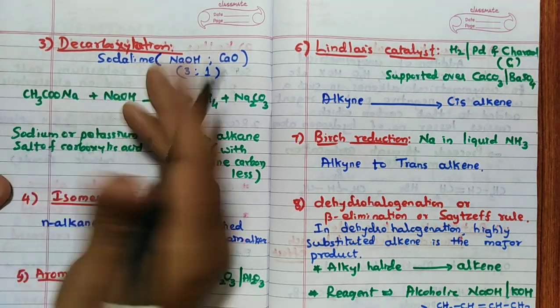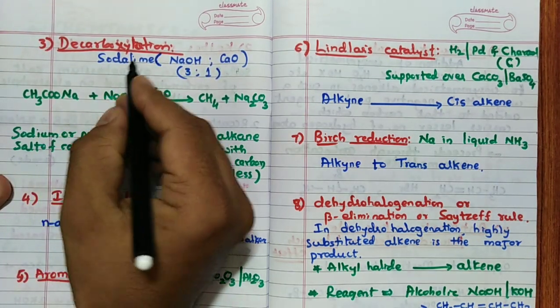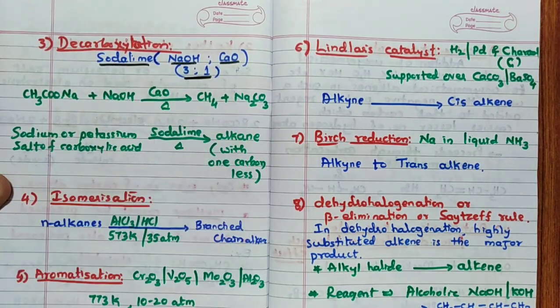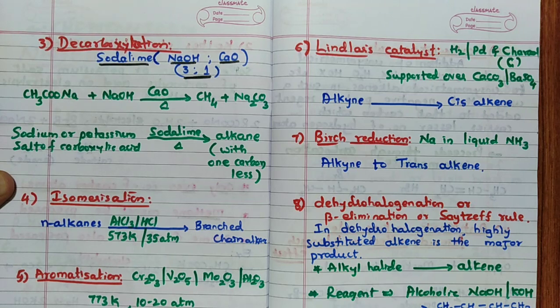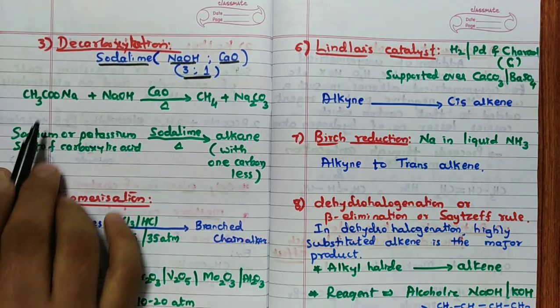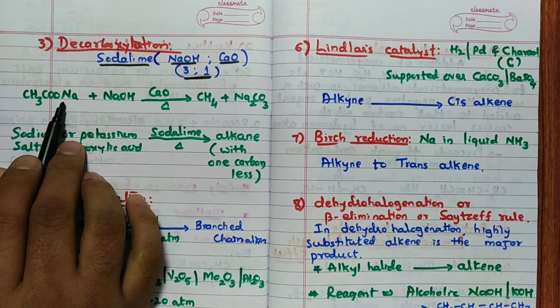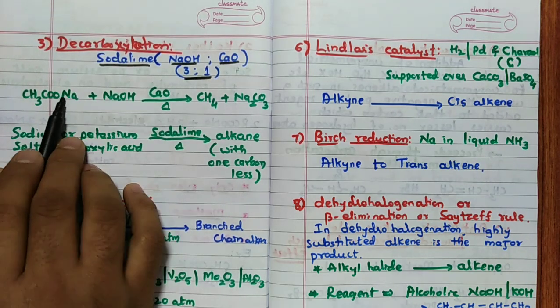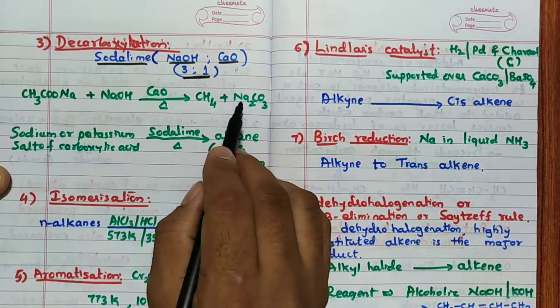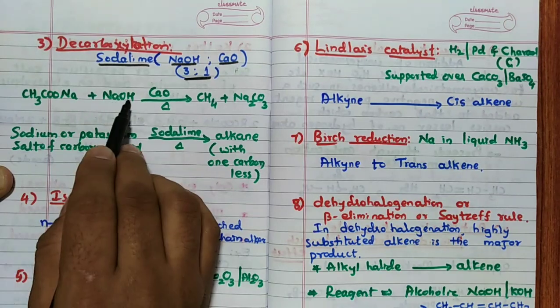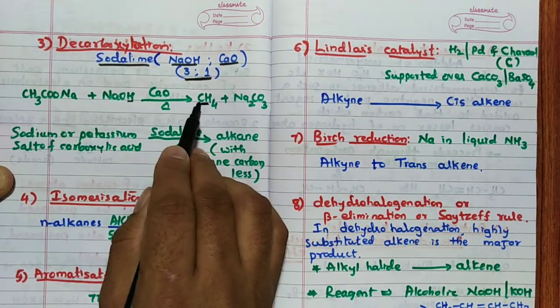Soda lime, remember, is nothing but a mixture of NaOH and CaO in the ratio 3:1. Now, when soda lime is introduced to a sodium or potassium salt of carboxylic acid, here I have taken CH3COONa. Here Na2CO3 will form, and CH3 plus H will form CH4.